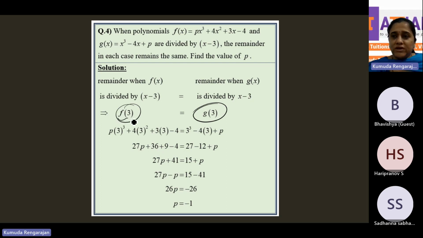And now f of 3 means what? Instead of x, you're using 3. So everywhere, instead of x, you should use 3. Correct? g of 3 means in g of x, wherever there is x, you should use 3.